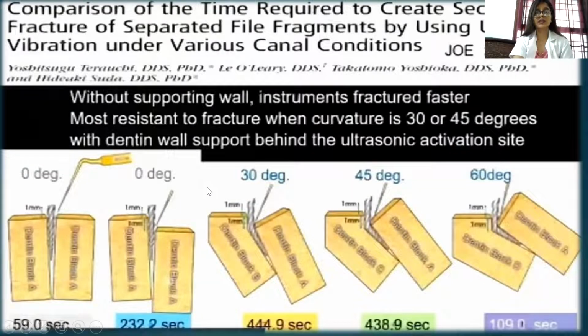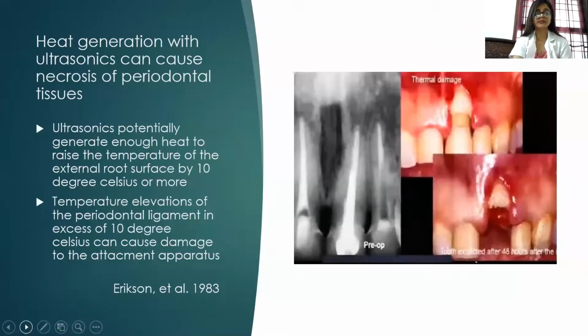Comparison of the time required to create secondary fracture of separated file fragments by using ultrasonic vibration under various canal conditions. This study is by Terauchi. So without supporting wall, instruments fracture faster. Most resistant to fracture when curvature is 30 to 45 degrees with dentin wall support behind the ultrasonic activation site.